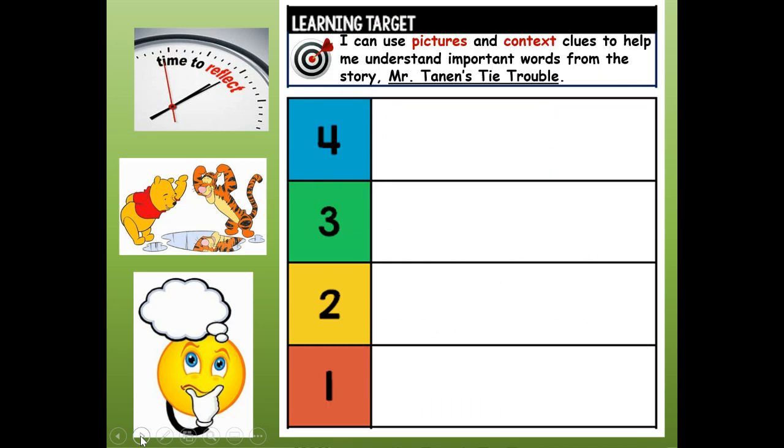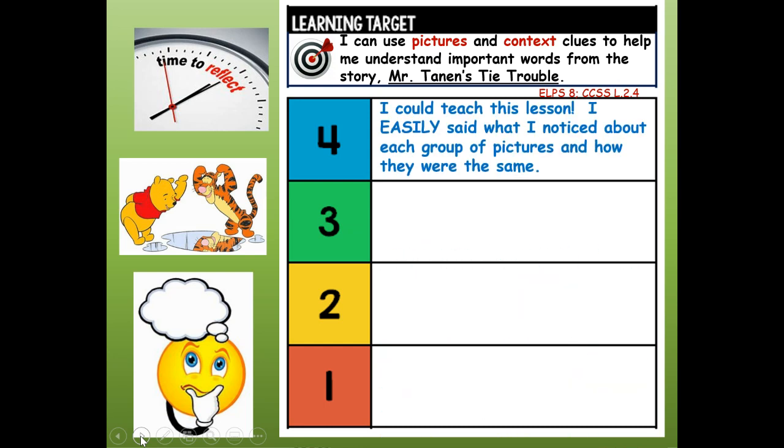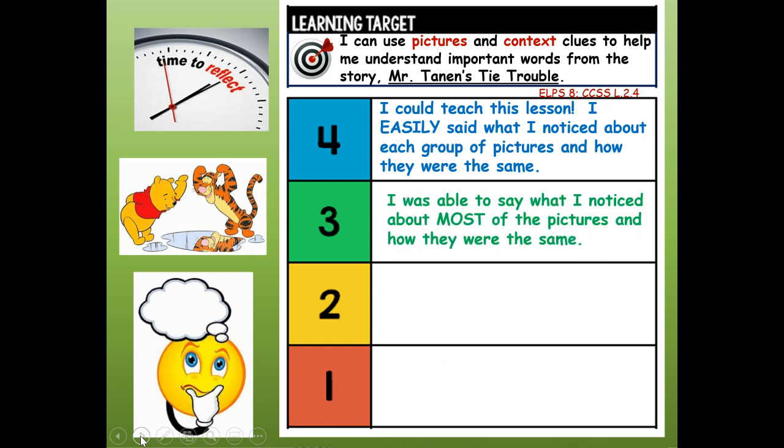At the top of your paper, I want you to reflect on the learning target. I can use pictures and context clues to help me understand important words from the story, Mr. Tannen's Tie Trouble. So, how do you think you did using pictures and context clues to understand the important words from the story? Would you give yourself a 4? I could teach this lesson. I easily said what I noticed about each group of pictures and how they were the same. Or number 3, I was able to say what I noticed about most of the pictures and how they were the same.